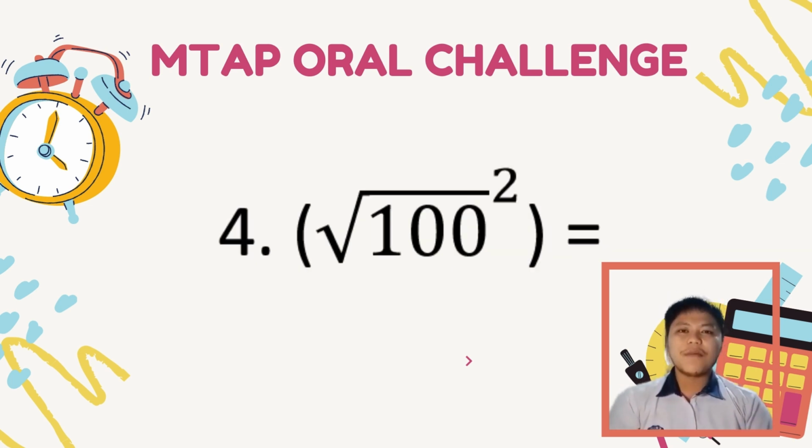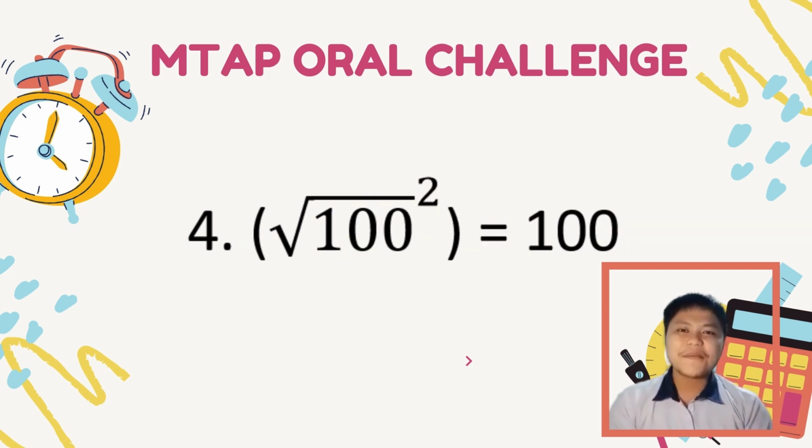How about number 4? What is the square root of 100 squared? Time is up. Raise your illustration boards. Okay, only group 1 got the correct answer.